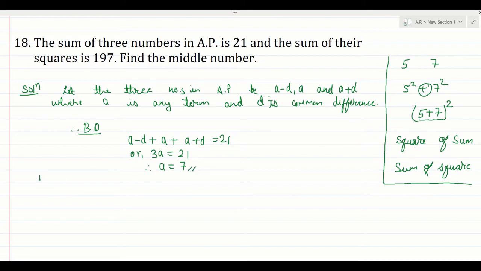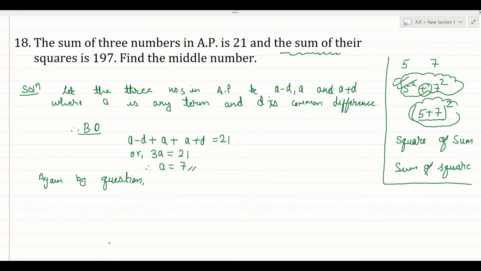Okay, again by question, it has said sum of their squares. So should we take this one or this one? Of course, we should take this one. So sum of their squares means A minus D square plus A square plus A plus D square is equal to 197. Is this clear? Okay, now let's simplify this one.